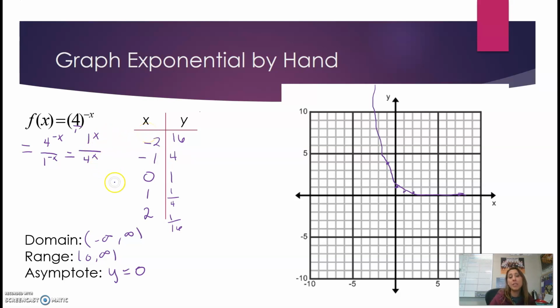Another way would be to simply just plug everything in. So if we did f of negative 2 first, we would get 4 to the negative times negative 2, which would be, well, negative 1 times a negative 2 is a positive 2, which is equal to 16. So I just want to show you that you can get it the same way either way. It doesn't matter, but make sure you understand how that works.